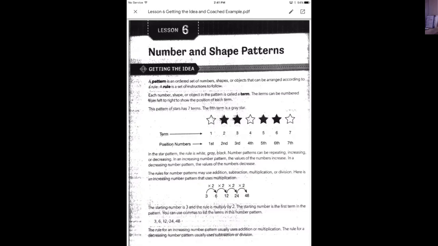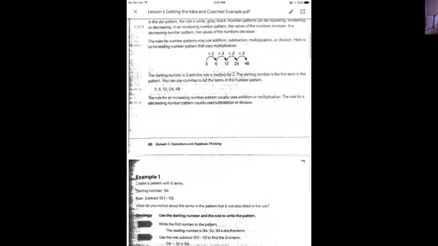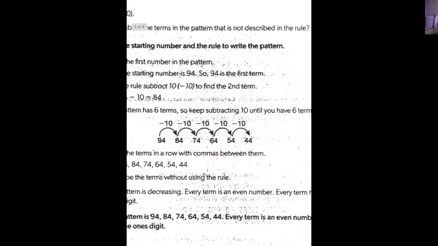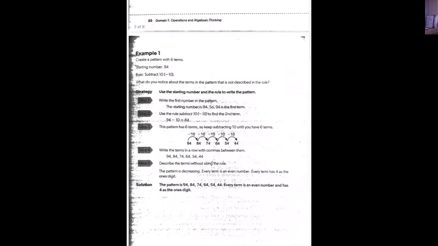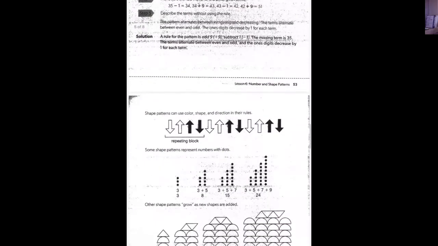So lesson 6 is number and shape patterns, and then you can go through the examples. It says create a pattern with 6 terms. Starting number is 94. The rule is you have to subtract 10 each time. So it shows here 94 minus 10, minus 10, minus 10. It takes you through the steps of doing it. Step 1, step 2, step 3, step 4, step 5, then our solution. So if you need the coached example, it's there for you, and you can go through the coached example.